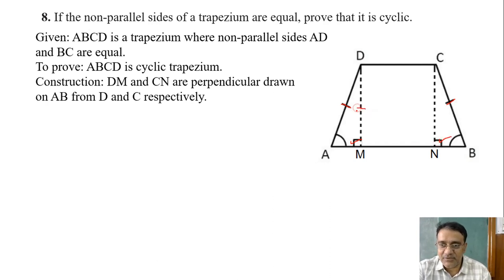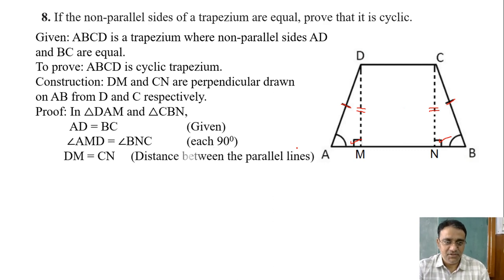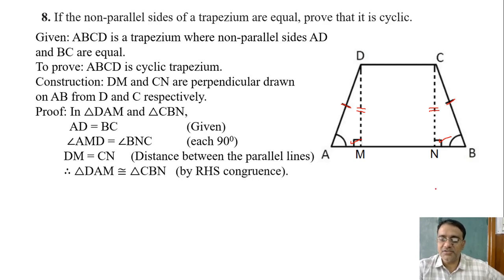And DM is equal to CN. What reason will you write? Altitudes of the trapezium. Distance between parallel lines. Very good. Perpendicular distance between two parallel lines is the same. So therefore these two triangles are congruent. By which rule? RHS congruence rule. Very good. Now these two triangles are congruent, we have proved.